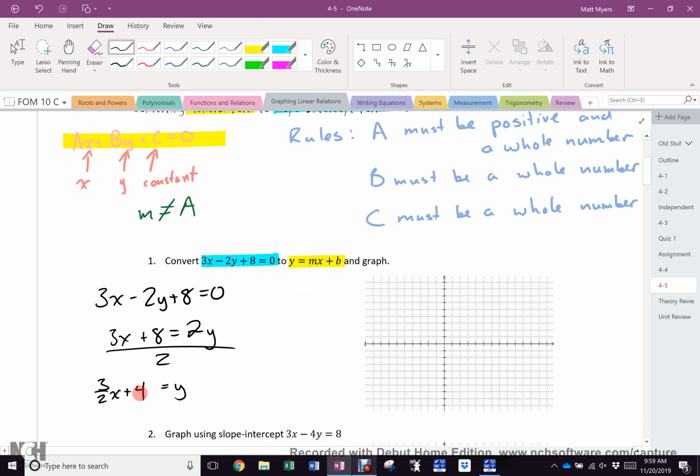Everybody good? And now graph it. Where do I start? 1, 2, 3, 4. And my slope is? So I go... and... or... and then I make my line. Now listen to me. This right here is the same thing as this.